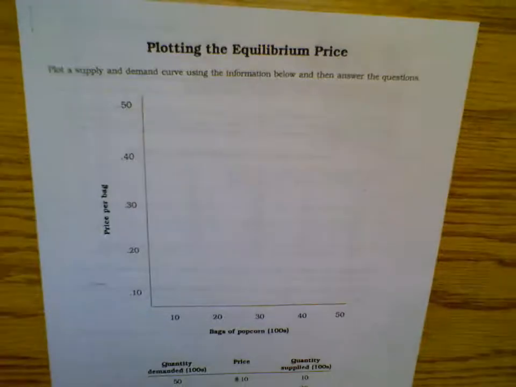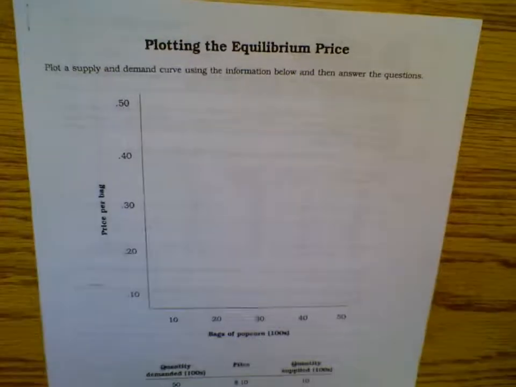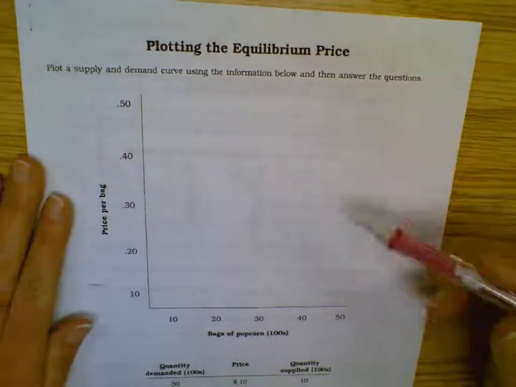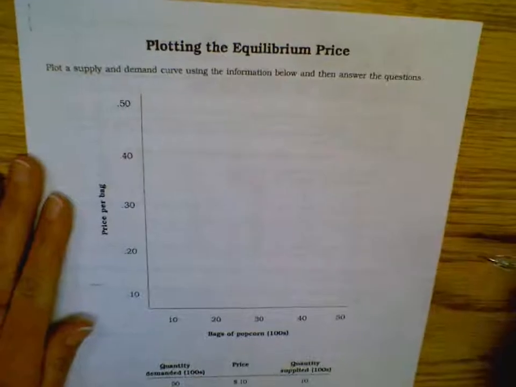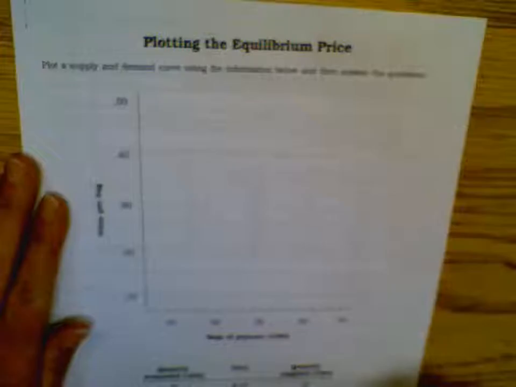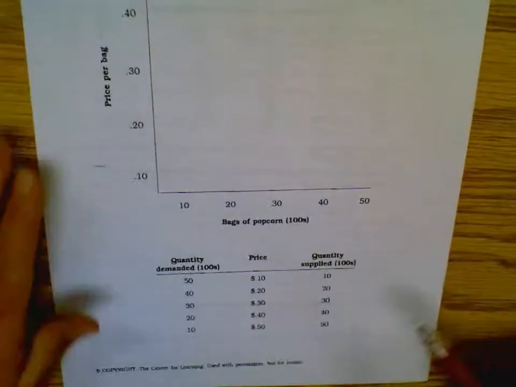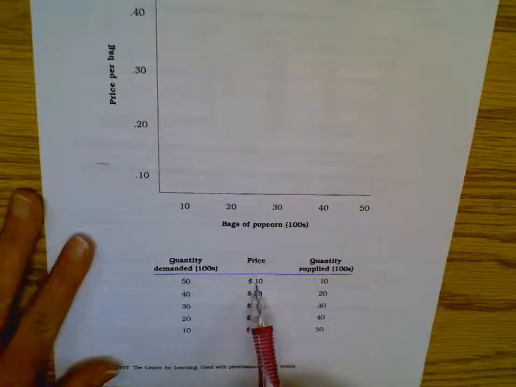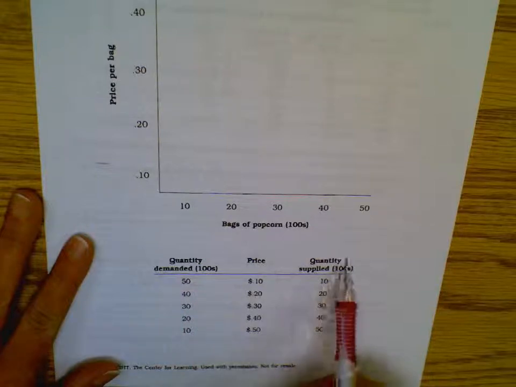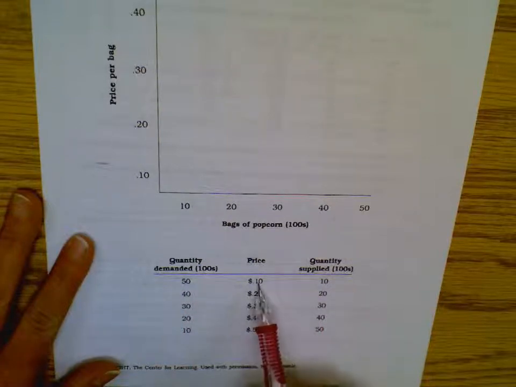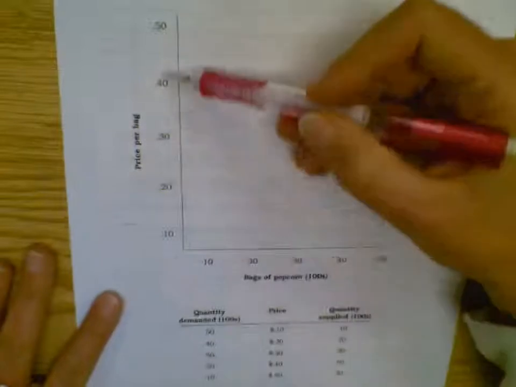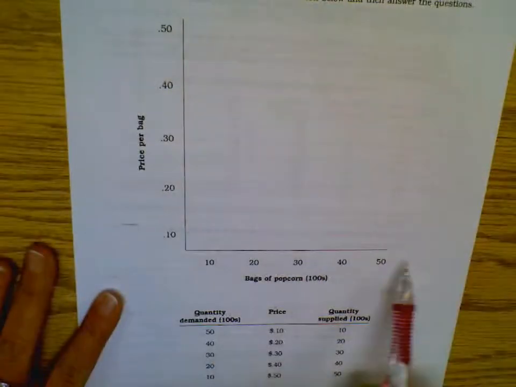I'm not going to spend too much time on this front page. You guys can go ahead and plot that. What you're going to see when we start doing this unit is that you're going to be using the same price here. Let me move that up a little bit for each one of these. So here's your quantity demanded, and here's your quantity supplied, and here's your price. So remember, we've got price going up and down here, and these are your quantities.